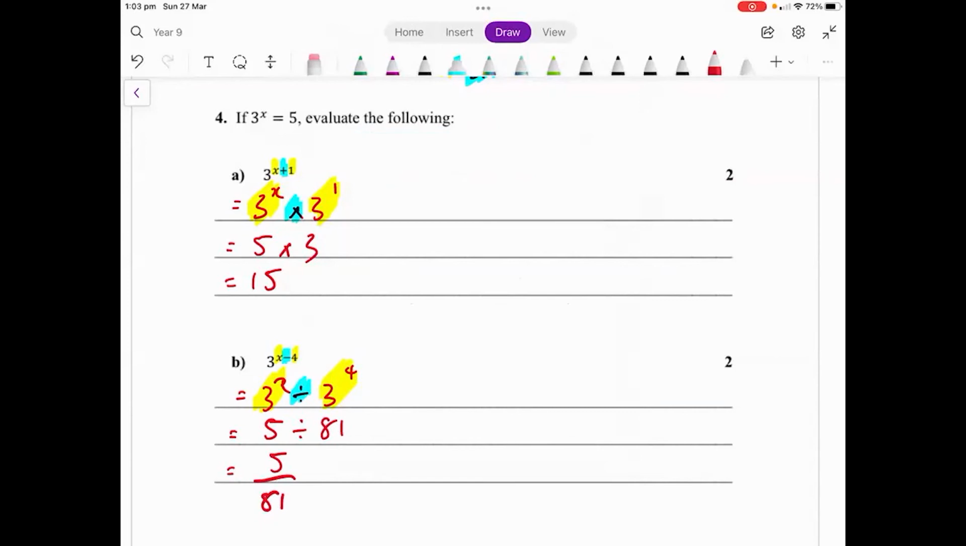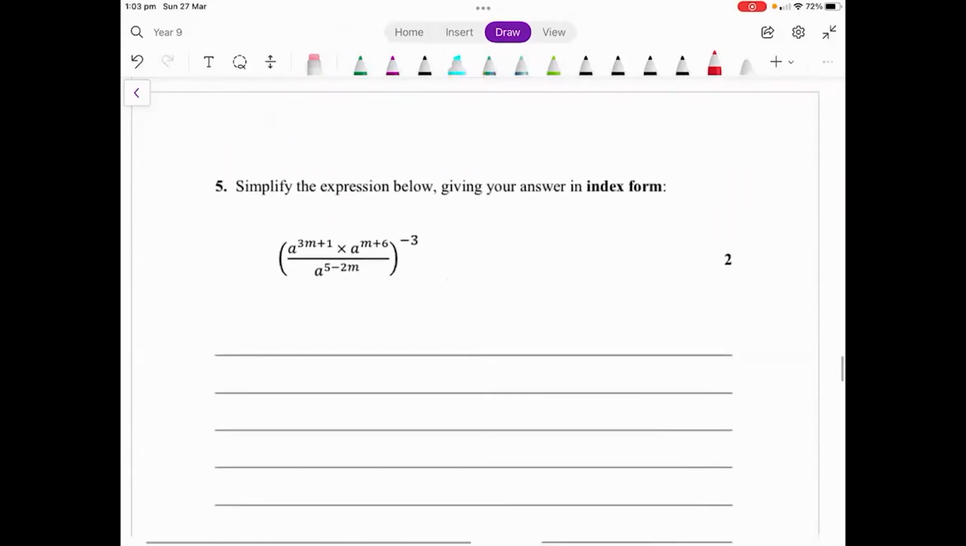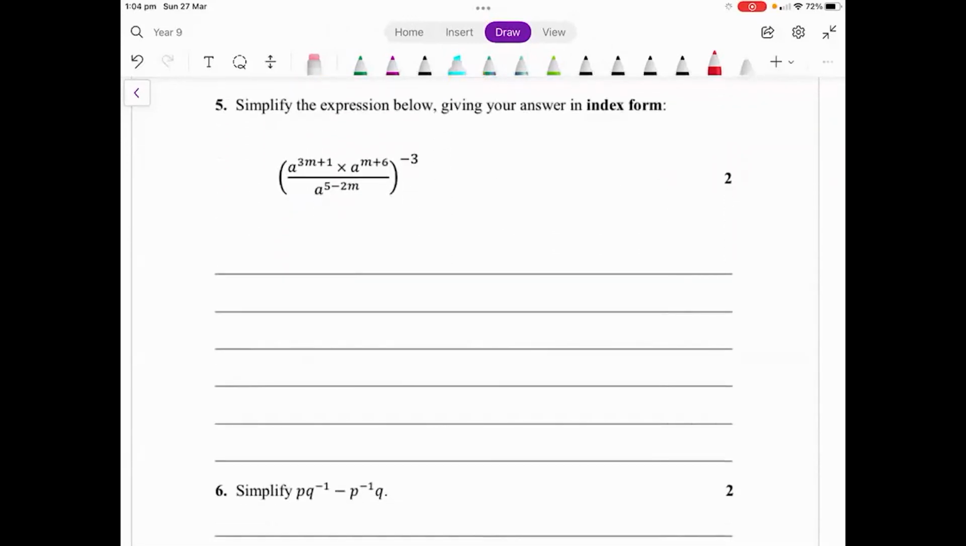Question 5 looks really complicated. You should always try and simplify within the brackets first before expanding. So we're going to simplify the numerator first. 3m plus m is 4m. 1 plus 6 is 7. So that gives me a to the power of 4m plus 7. Everything else stays the same.